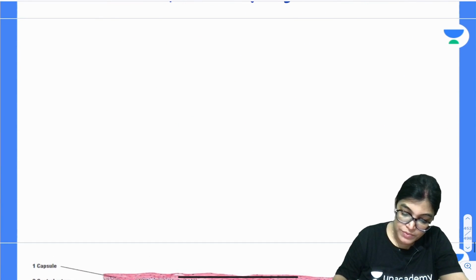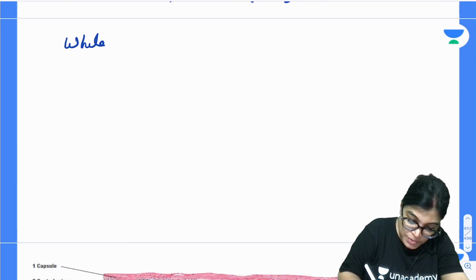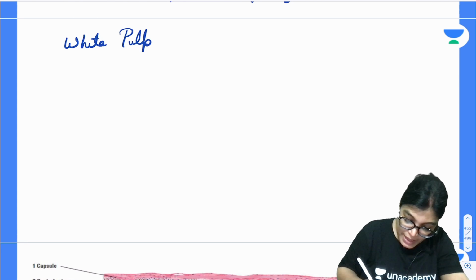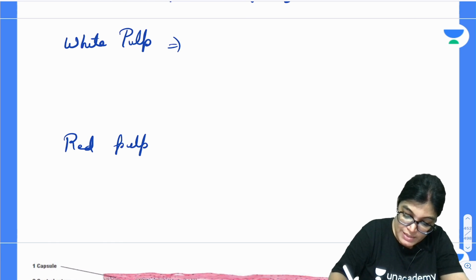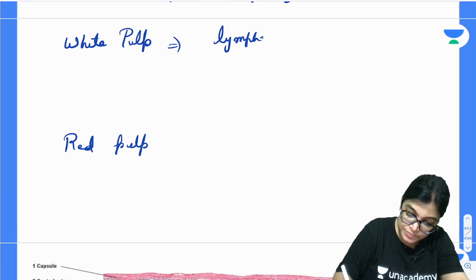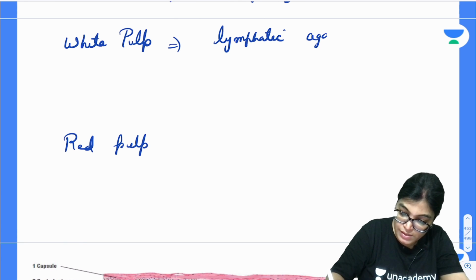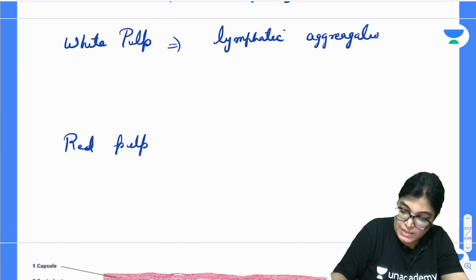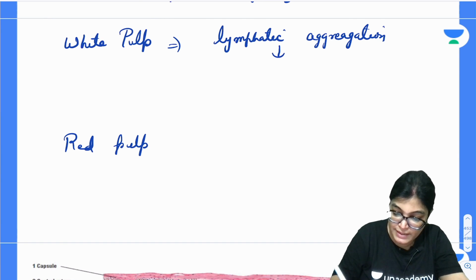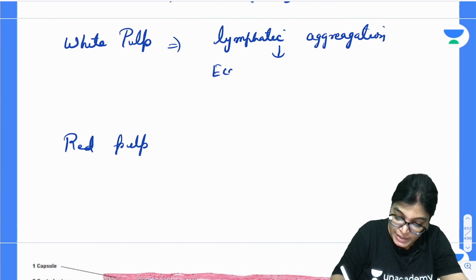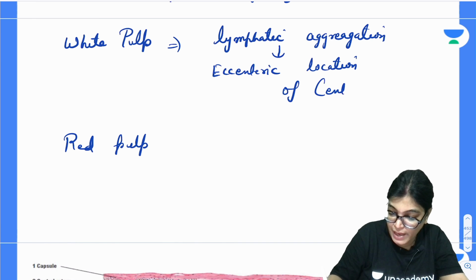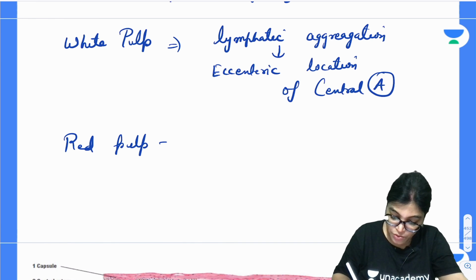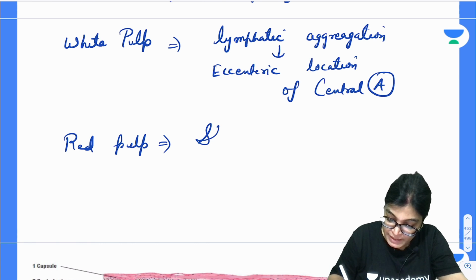The other important point of the histology is that it contains white pulp. The spleen is made of white pulp and red pulp. Now, what does this white pulp contain? White pulp contains lymphatic aggregation. This lymphatic aggregation will contain eccentric location of central artery. My dear aspirants, I would like to show you that image and you will understand, don't worry. Red pulp is made of splenic sinusoids.